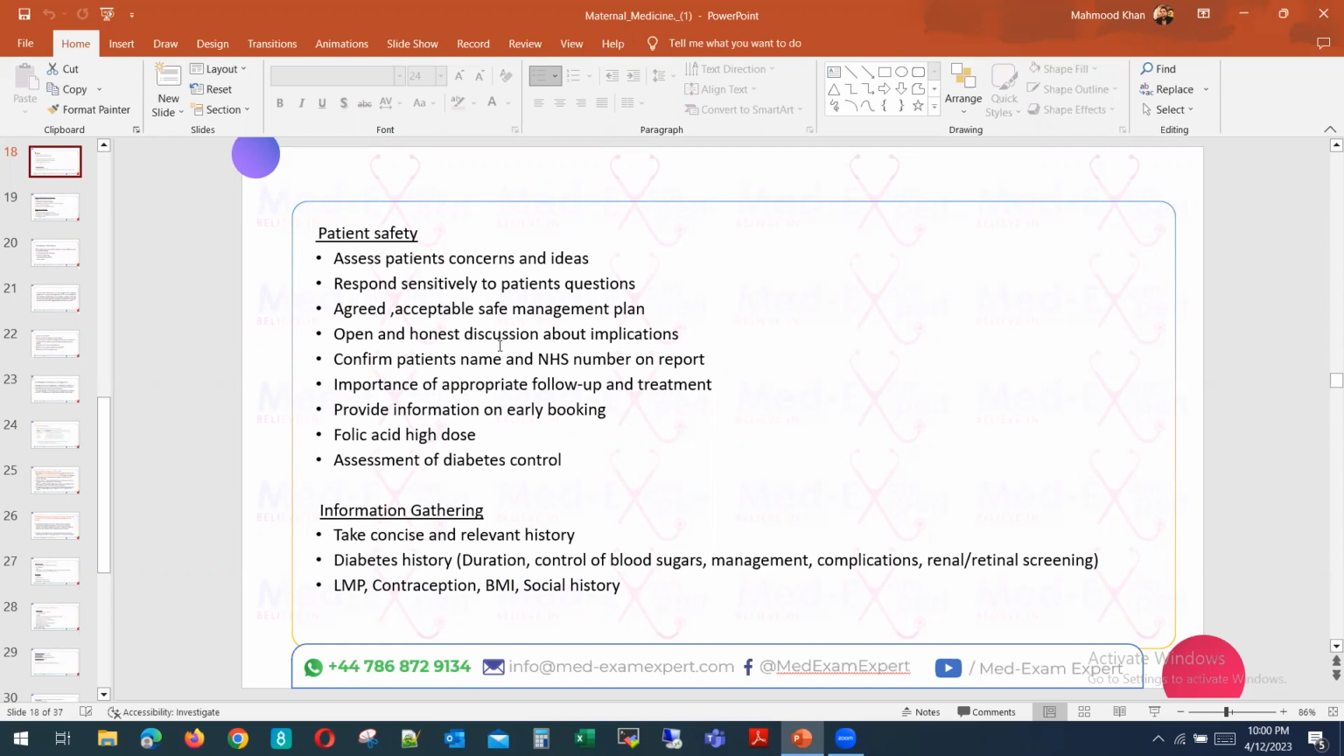Because it is LGA. So in LGA, if more than 5 kilos non-diabetic, cesarean. LGA diabetic, more than 4.5 kilos, cesarean. Otherwise you can offer induction.